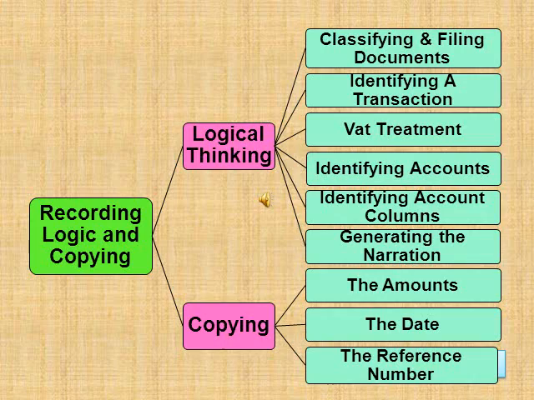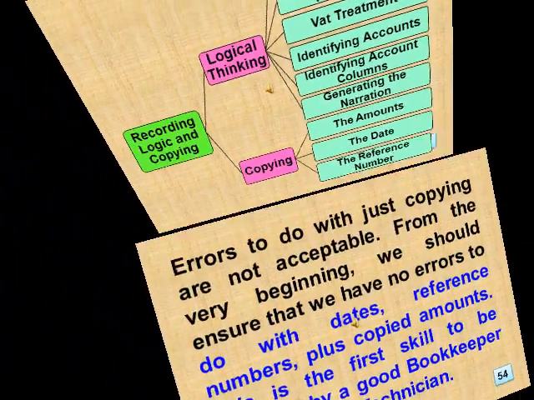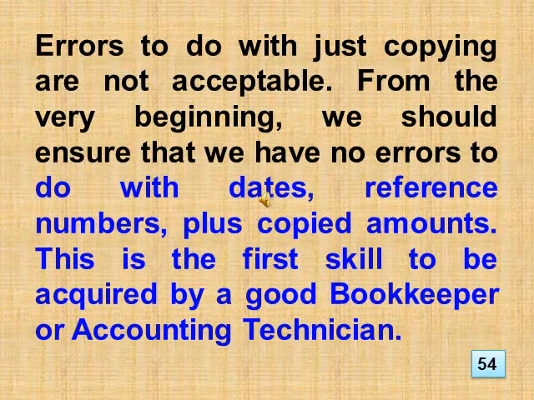This slide shows the split between logical thinking and copying. Errors to do with just copying are not acceptable. From the very beginning, we should ensure that we have no errors to do with dates, reference numbers, plus copied amounts. This is the first skill to be acquired by a good bookkeeper or accounting technician.